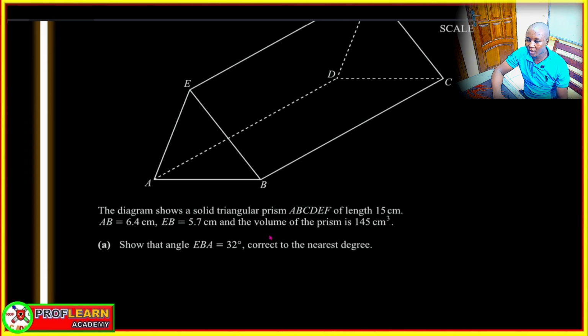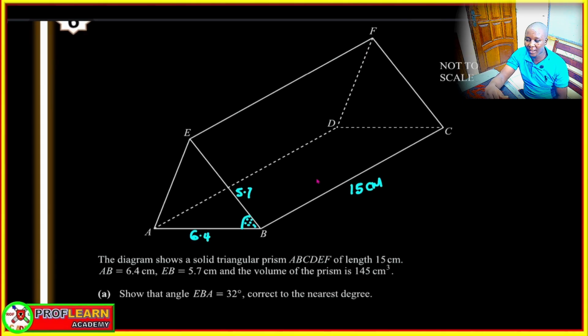Which angle are we talking about? EBA, this particular angle we are talking about. We are given this value here. Then now we are asked to work out this angle. Yeah, this is the angle that we are being asked to work out. Now, something that we are told there, the volume of the prism is 145 centimeter cubed. And we know volume of a prism is usually cross-section area times the length. Now, the length in this case is actually 15 centimeters.